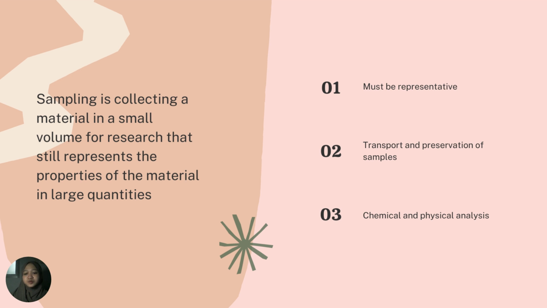Secondly, transport and preservation of samples. In taking samples, transportation and preservation of samples are sometimes required because the sampling location is far away and the samples wait for their turn to be researched due to limited tools. Transport and preservation of the sample is needed to keep the sample from changing its properties and components until the research is carried out.